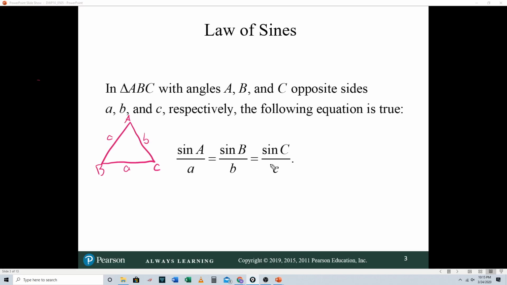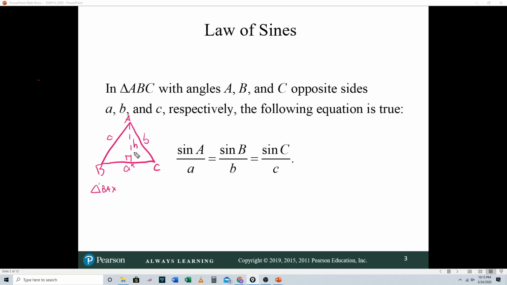We're going to show why this is true, because don't just take for granted that something is true. We're going to prove it by drawing an altitude. For those who remember geometry, an altitude is the perpendicular distance from the vertex to the opposite side, and we're going to call this h for height. Let's say this point is x, so we have triangle BAX.